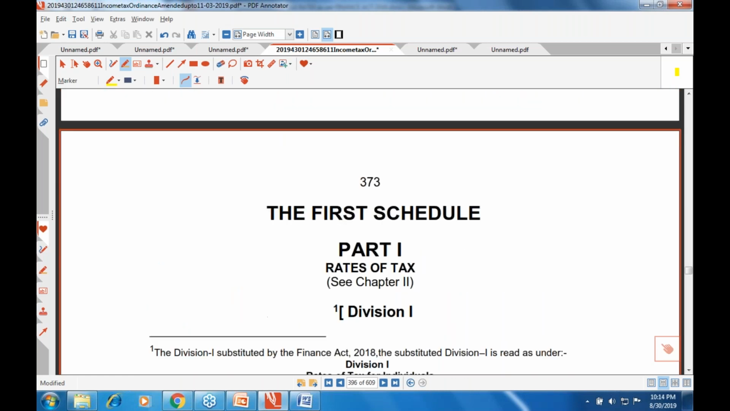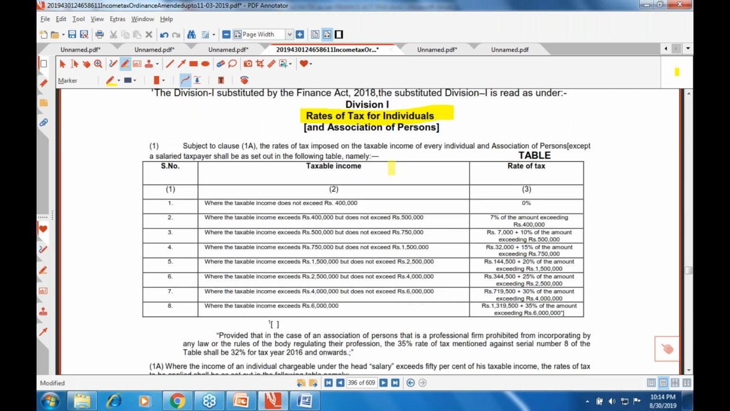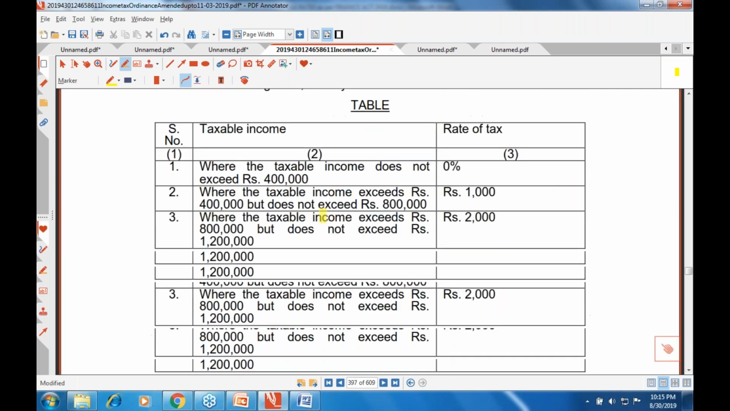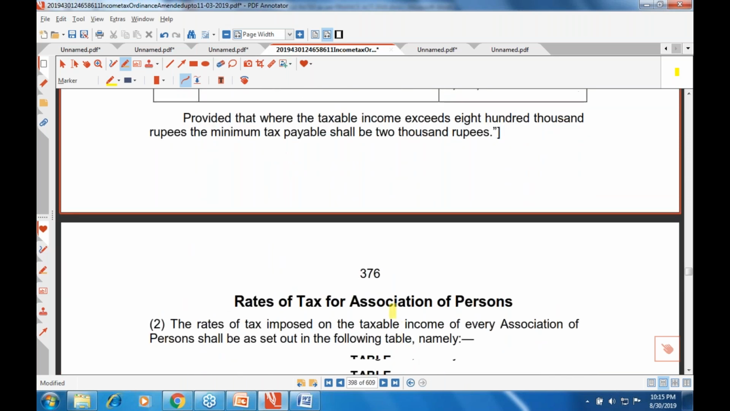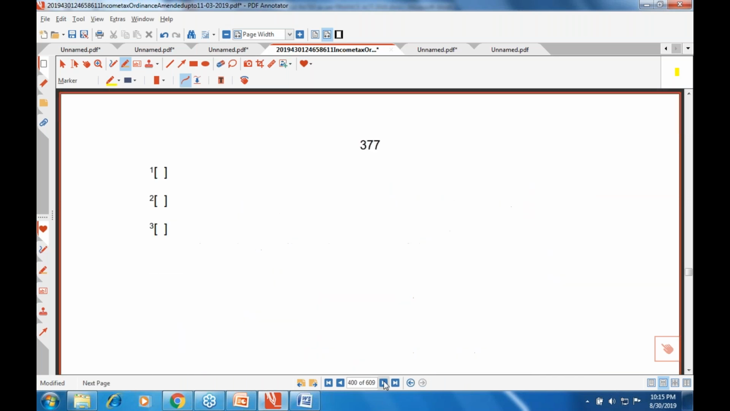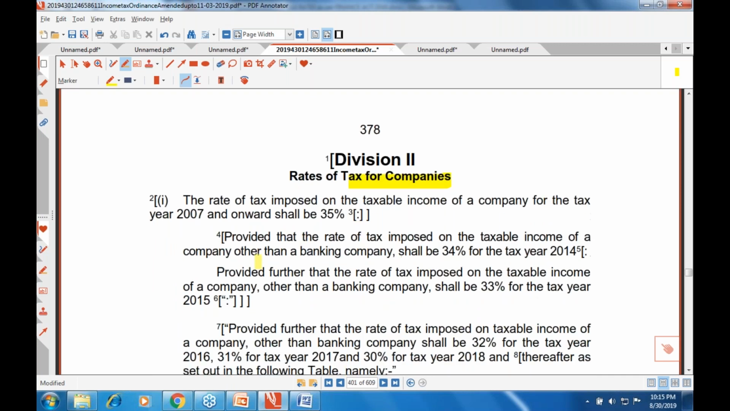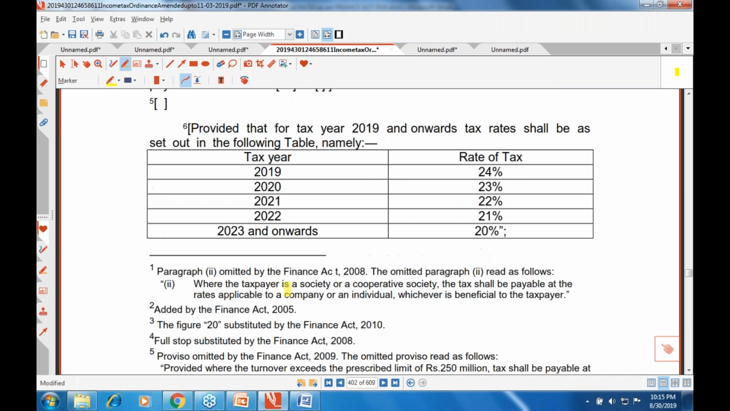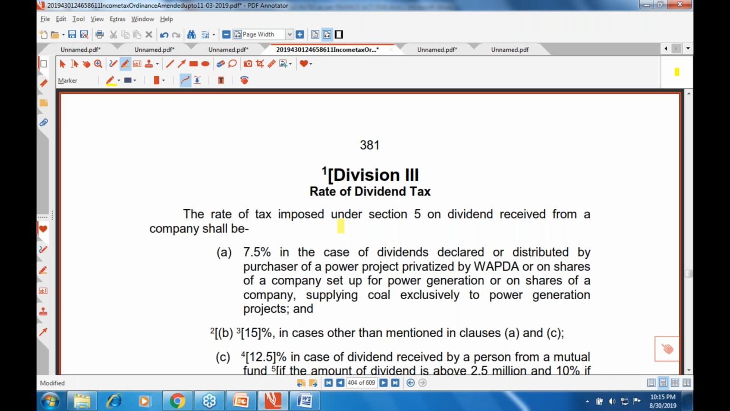If I talk about the first schedule, Part One is the rate of tax for individuals and AOP that is mentioned. The next part is basically the rate of tax for AOP. So for AOP, there's a separate column. The rate of tax for companies is also mentioned. Then you've got the rate of super tax. The concept is no more there now. Then the rate of dividend tax.